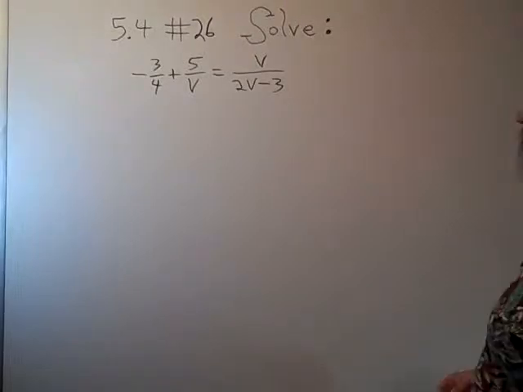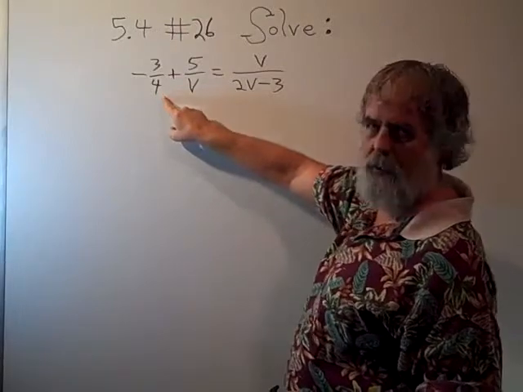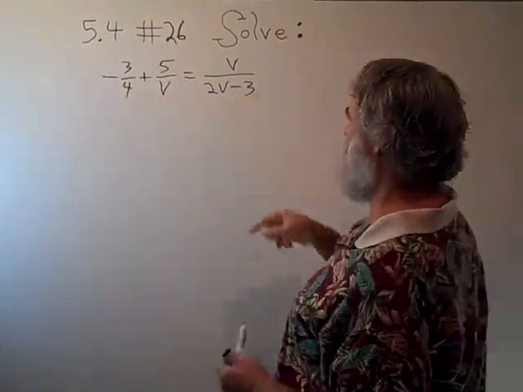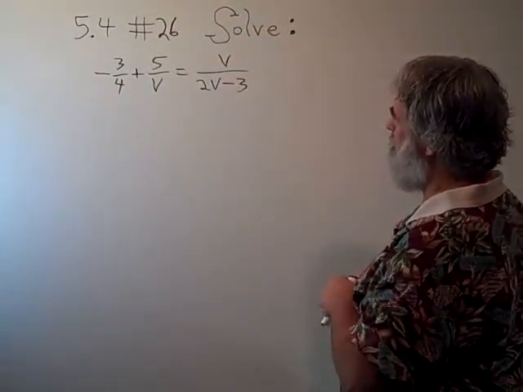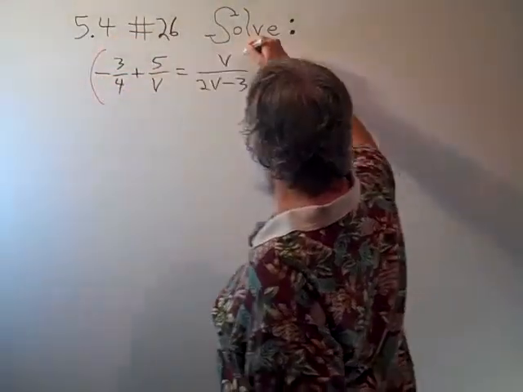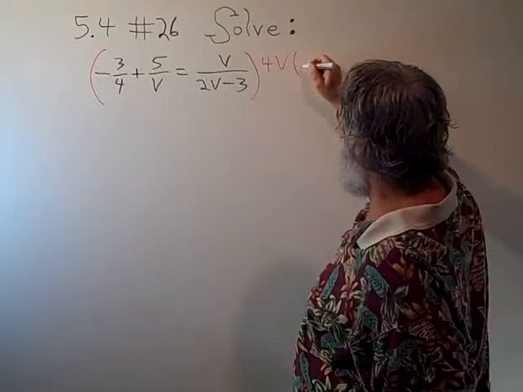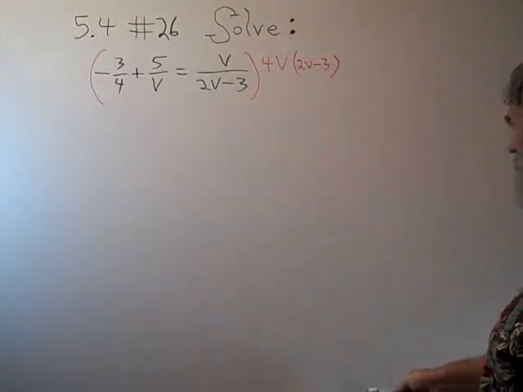Okay, to solve this equation, we're going to need to multiply both sides of the equal sign times the least common multiple of all the denominators, which is the product of all the denominators in this case, 4 times v times 2v minus 3. Sometimes to write a little bit less here, we can just multiply the whole equation times 4v times 2v minus 3. The whole equation times that.